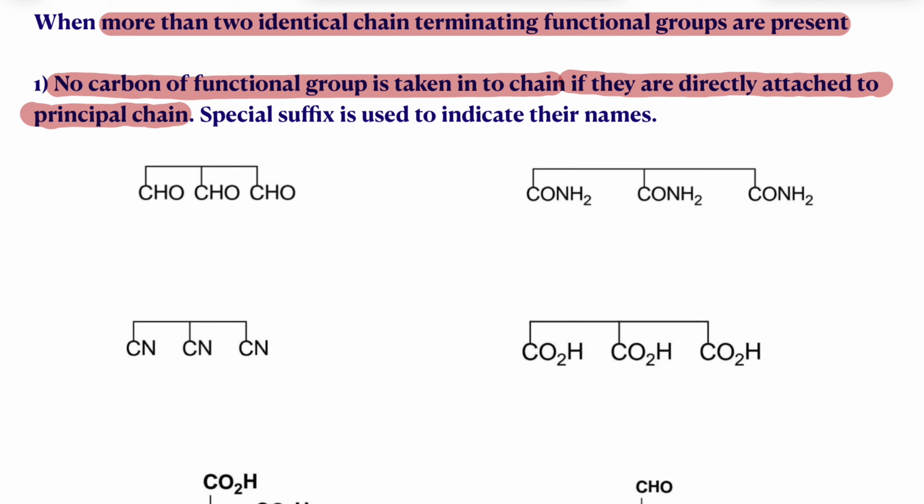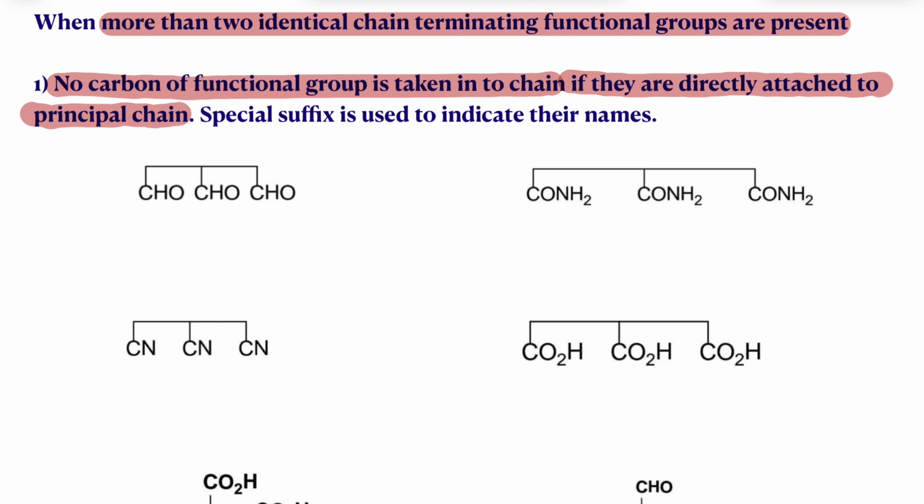It is not possible to select the chain with the carbons of all three aldehydes. In that situation, we should not select the carbon of the functional group into the longest chain. We have to select the longest chain without taking the carbon of those functional groups. And we need to give the special suffix: in case of aldehyde, carbaldehyde; in case of amide, carboxamide; in case of nitrile, carbonitrile; carboxylic acid, like that. No carbon of the functional group is taken into the longest chain and we have to use the special suffix.